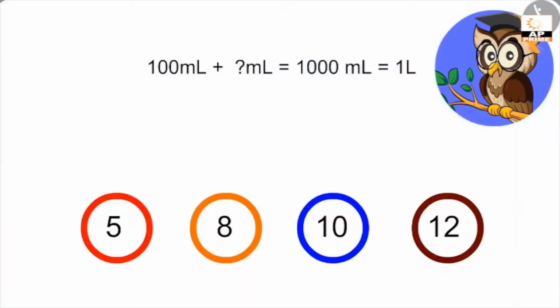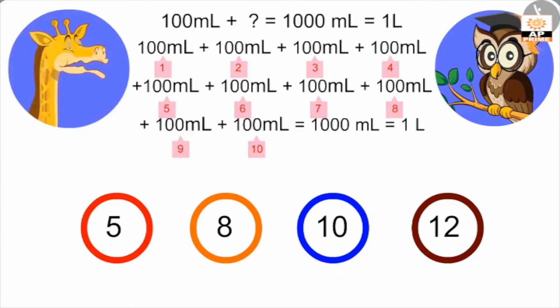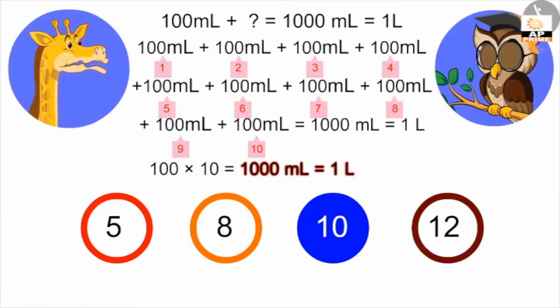Now tell, how many 100 milliliters will add up to 1 liter? Adding 100 ml up to 10 times makes 1000 milliliter. It means 10 multiplied by 100 milliliter gives 1 liter.